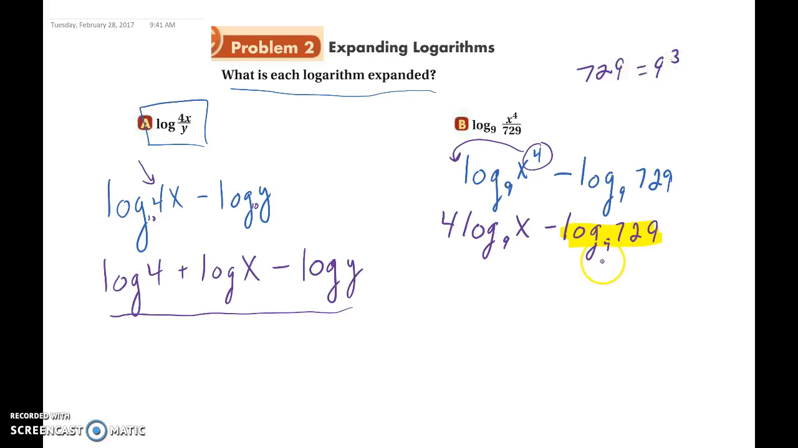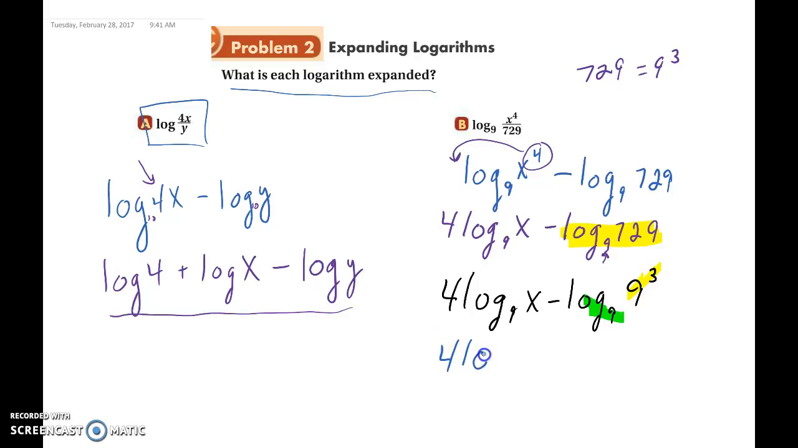I was going to try and use 9 because that was my base 9, and I knew if I had 9 raised to a power, that it could simplify even more. So then our next step will be 4 log base 9 of x minus log base 9 of 9 cubed. Since we have an exponent with the same base as our logarithm, the base 9 of the logarithm will cancel out with the base 9 of the exponential. So it's 4 log base 9 of x minus 3. And that's your final answer.